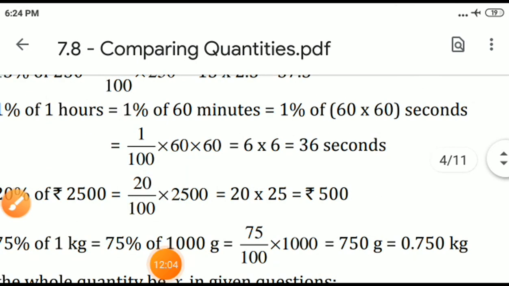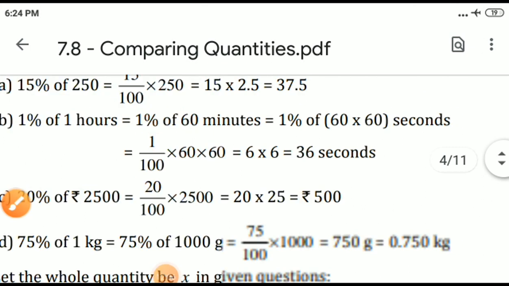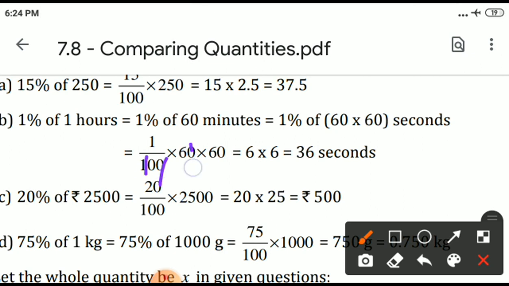So, 60 seconds means 60 into 60. So, 1 percent of an hour is 1 divided by 100 multiplied by 3600. This 100 we can cut with the zeros one by one. Okay, what is left on the numerator side, the top side?